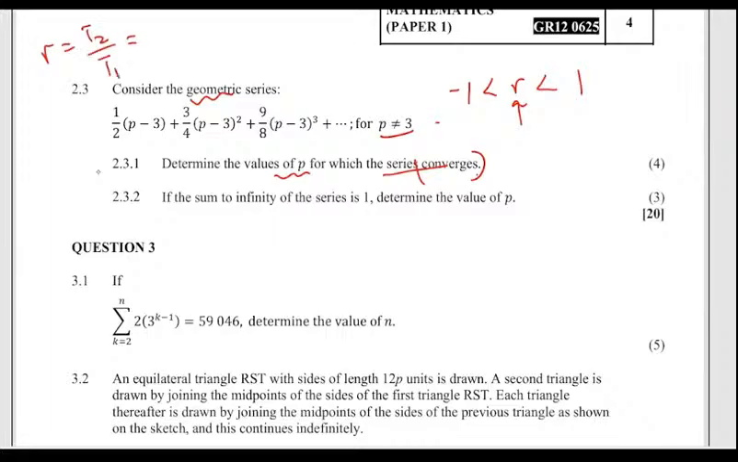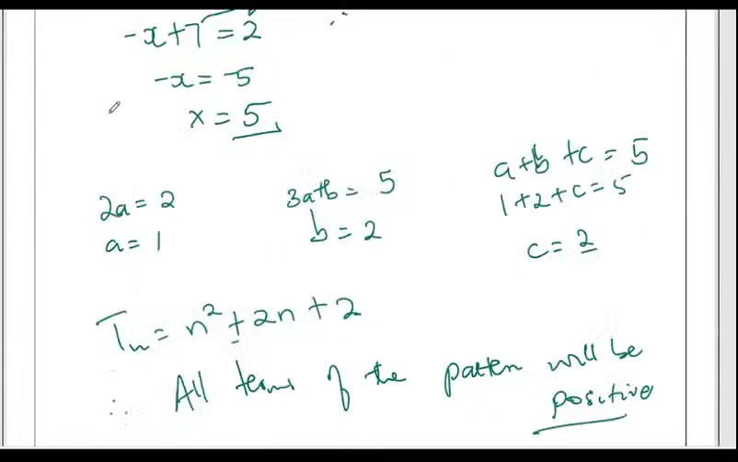So when I do my magic to find T2 over T1, it will be 3 over 4, p minus 3 squared over a half into p minus 3. So the p minus 3 bracket goes, and I'm going to be left with just 3 over 2 into p minus 3. So I'm going to leave it as my r. Let me substitute that into my condition. This is 2.3.1. -1 is less than 3 over 2, p minus 3 is less than 1.